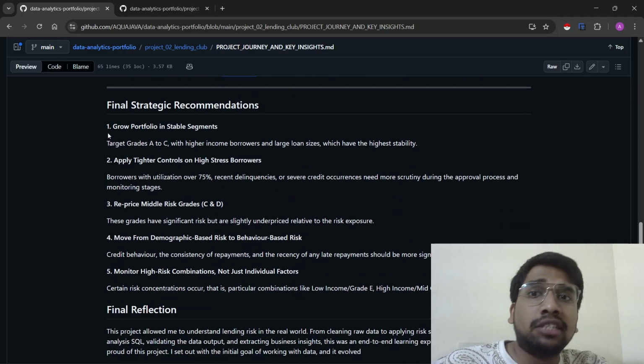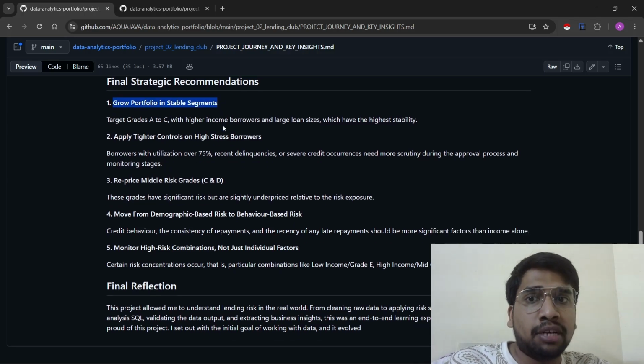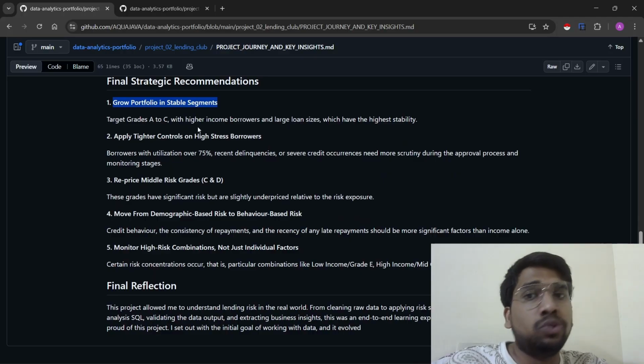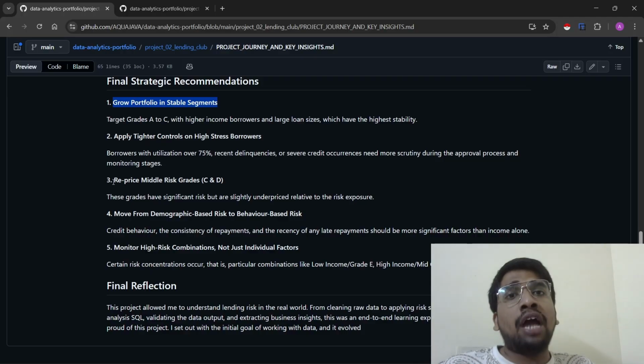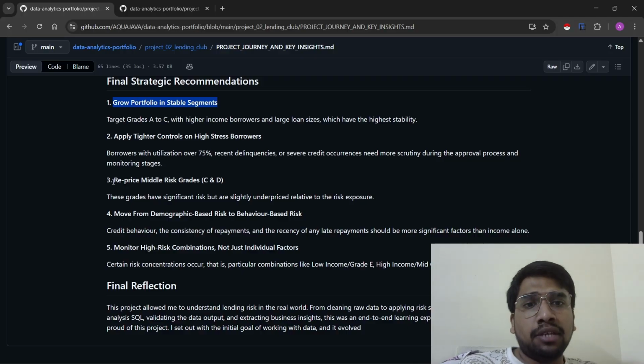Some strategic recommendations from my side, which I thought would be really good: we can grow our portfolio in certain stable segments, which are target grades A to C. Then apply tighter controls on high stress borrowers. And I also found out that grades C and D were kind of underpriced. Their interest rates were not as high as they should be. Although they were a little riskier, their interest rates should be higher than what we currently had.